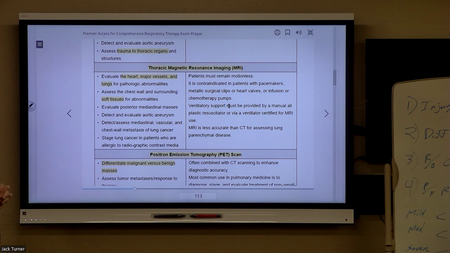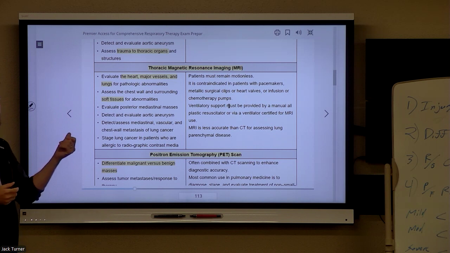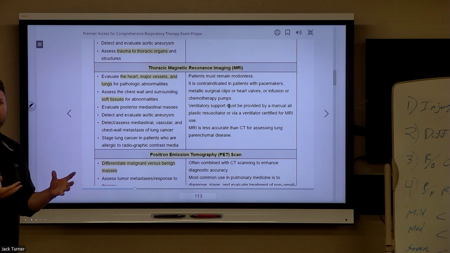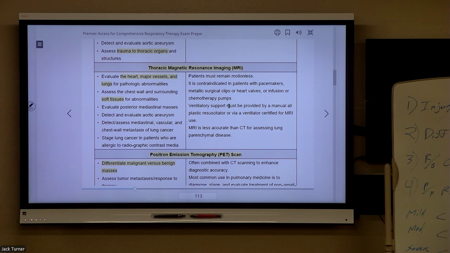So MRI is not really something that I think you'll pick a lot on the boards because it takes so long, and most of the things you're going to be dealing with are emergency things happening inside the lung. MRI is not great for looking at the lung necessarily. And so I don't think you're really going to be picking the MRI that much. I would only really pick it if there was no other option and I really needed to look at something. But this would probably be my last option.